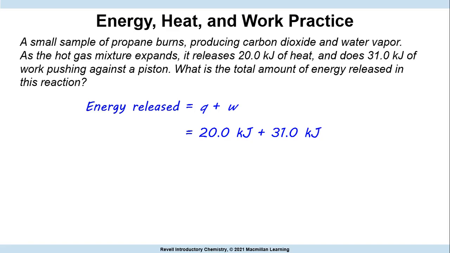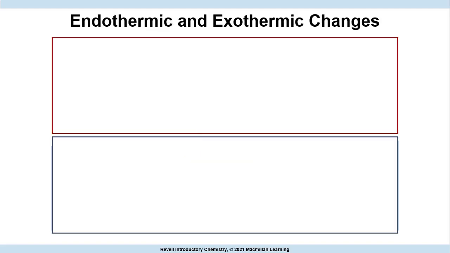So for us to calculate the total amount of energy, it is the sum of the heat and the work, which is 20.0 kilojoules plus 31.0 kilojoules. That gives us 51.0 kilojoules of the total amount of energy that is released.